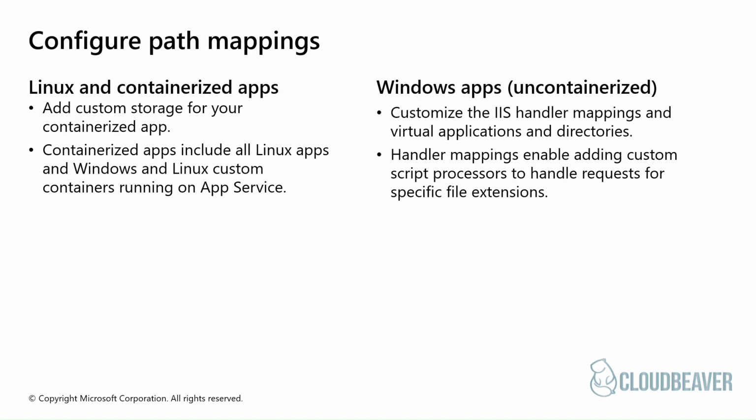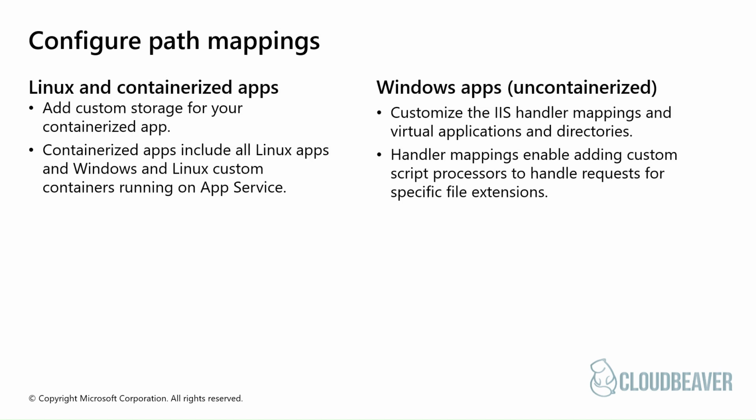Now, configuration of path mapping. In the Linux and containerized environment, you can connect an external storage to your hosted containerized app. Whether you go for Windows or Linux apps, you can host both of them in Azure App Services, and you can do this.